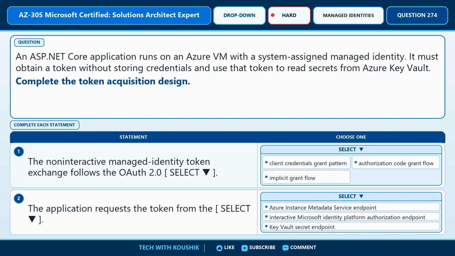Review Statement 1. The non-interactive managed identity token exchange follows the OAuth 2.0 the blank. Choose between client credentials grant pattern, authorization code grant flow, or implicit grant flow. Review Statement 2. The application requests the token from the blank. Choose between Azure Instance Metadata Service Endpoint, Interactive Microsoft Identity Platform Authorization Endpoint, or Key Vault Secret Endpoint.